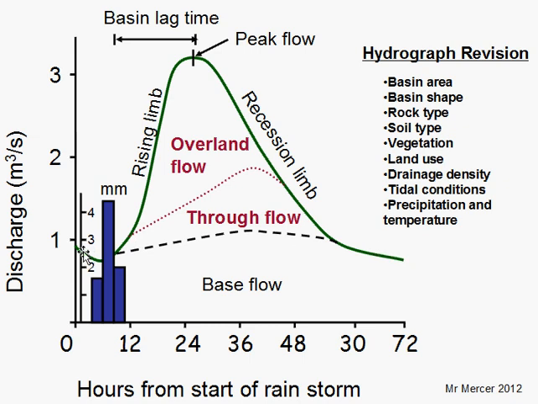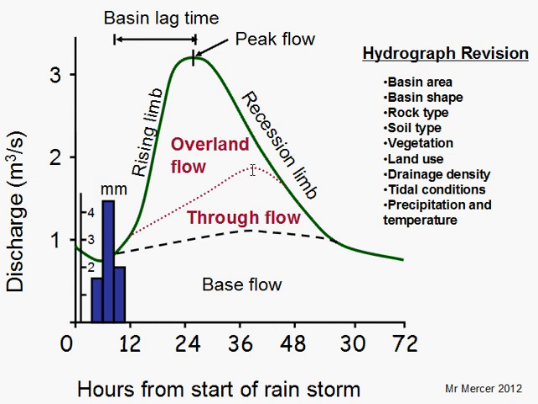Now, on your screens you have the advantage of colour. In the exam this will be in black and white. However, the green line represents overland flow, otherwise known as surface runoff. In other words, the green line represents water flowing over the land, typically in the form of smaller tributary streams. The dotted line shows through flow, and that's water moving through the soil or rock.